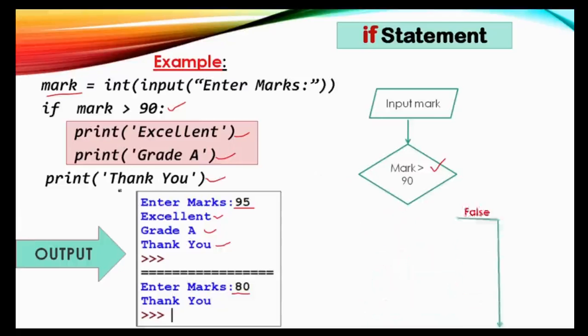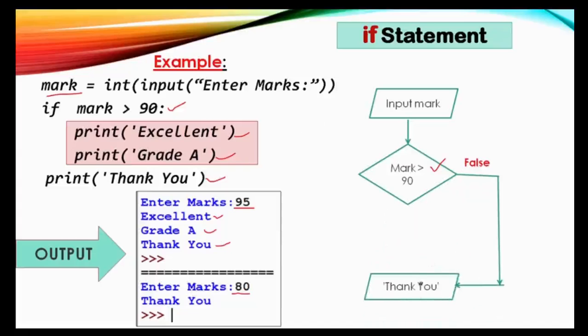And what happens if the condition is false? If the condition is false, only the thank you message will be displayed. The truth part will not be executed. This is the complete flowchart. What is to be done if the condition is false is not handled here. Only the truth statement is evaluated in a simple if.